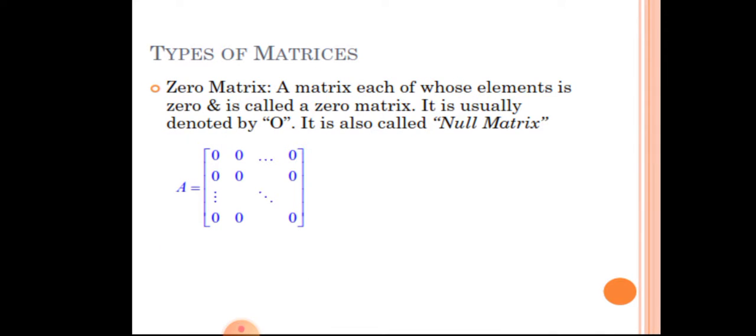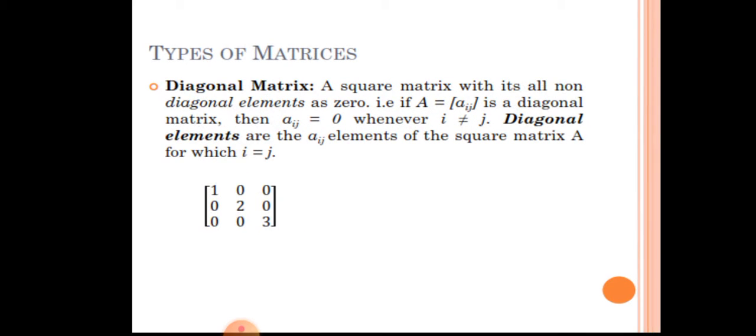And then the zero matrix. If all the elements in the matrix are zero, then we can say it is a zero matrix or null matrix. Next type, the diagonal matrix. In a diagonal matrix, except for the diagonal, all the elements should be zero. Especially, a diagonal matrix should be a square matrix. That means only the diagonal contains values and the remaining are 0, so it is called a diagonal matrix.